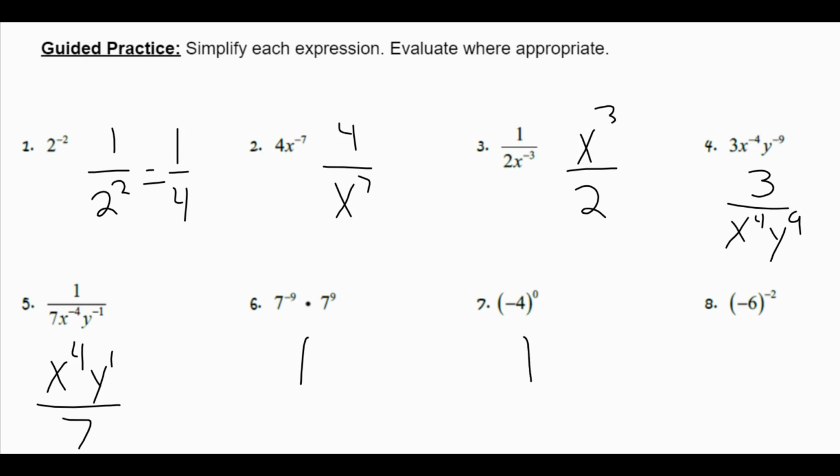And then number 8, negative 6 to the negative 2 would be 1 over negative 6 squared. And then negative 6 squared would be 36. So this is going to be 1 over 36.